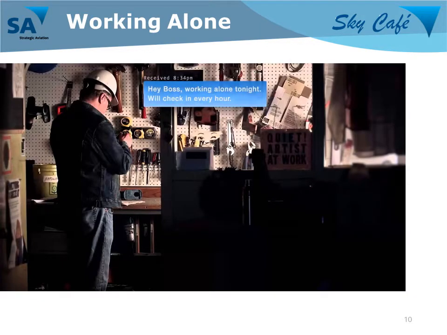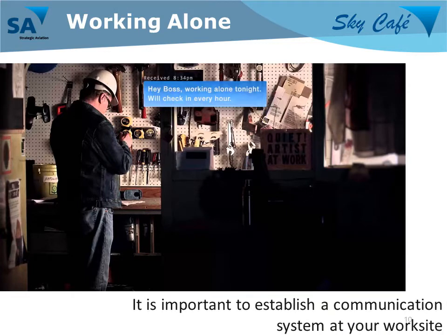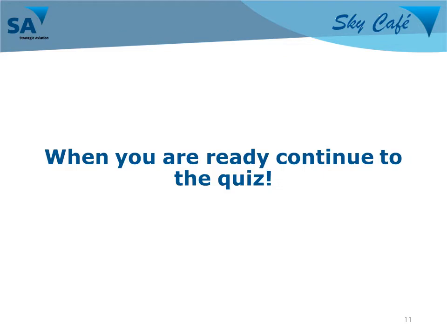If you are ever working alone, it is important that you establish a communication system at your worksite. This should include open lines of communication with the airport authority, as well as regular check-ins with another worker or a supervisor. This concludes our module.